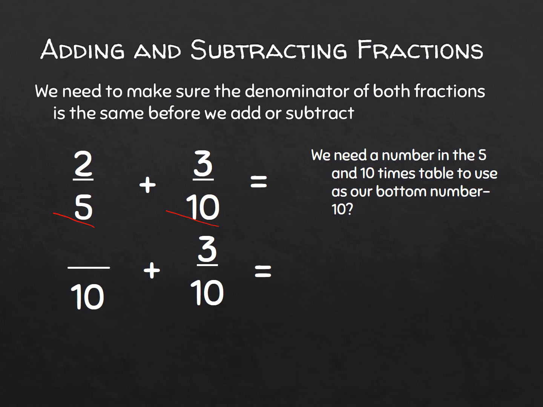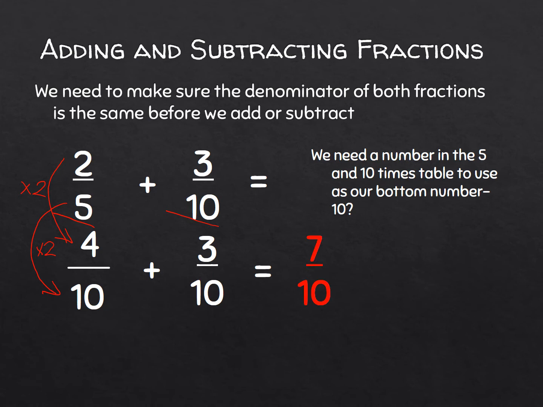So what we do is we look at the 5 and we go, what do I do to the 5 to get to 10? I times it by 2. So whatever I do to the bottom number, I also do to the top number, or the numerator. So we're going to times that by 2, and 2 times 2 is 4. Now we can take those two fractions and add them together and say 4/10 plus 3/10 equals 7/10.